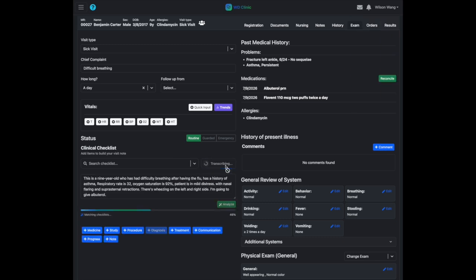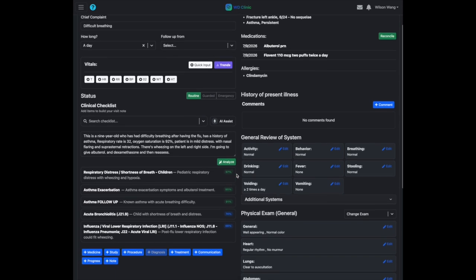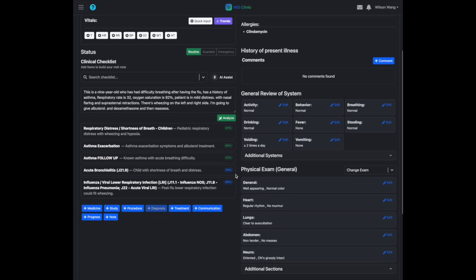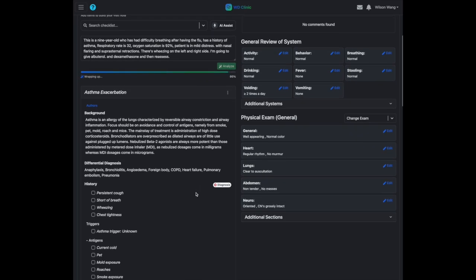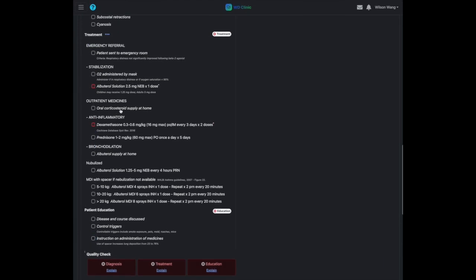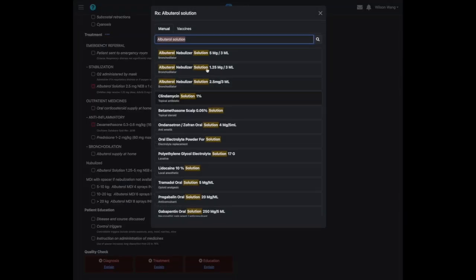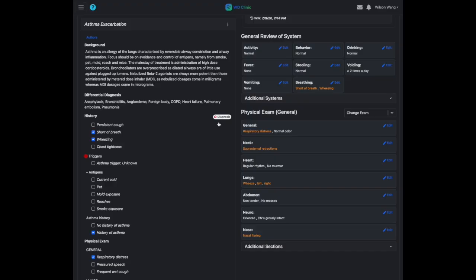Look how the system matches the checklist overlapping with the term spoken. In this case, asthma exacerbation. The provider picks that checklist and the following happens. First, the checklist is filled out. Second, the things that the provider wanted to do are lit up for action. Third, omissions are indicated.